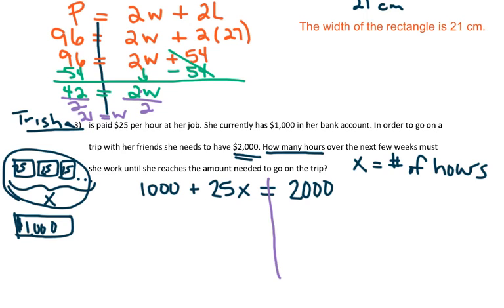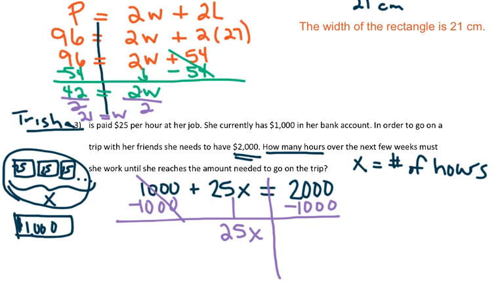I do not need the distributive property. I don't need to combine like terms. And the variable is already on one side, so I can skip all the way to the fourth step of my series of guidelines. So I'm going to now subtract 1,000 from both sides. Those cancel, so I have 25x that drops down there equals 1,000, because 2,000 minus 1,000 is 1,000.